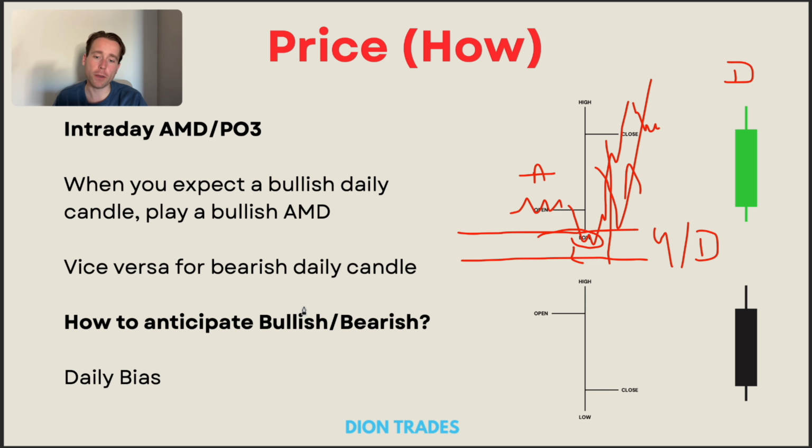And how to anticipate a bullish or bearish candle, because it's nice to know, okay, I know what the AMD is, I know what power of three is, I know how to use this open, high, low, close. But how can you now determine if it's going to be a green candle or a black candle, a down-close candle? And there is where daily bias comes in.